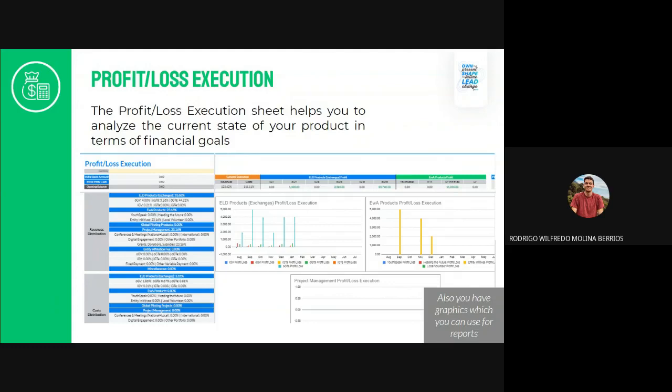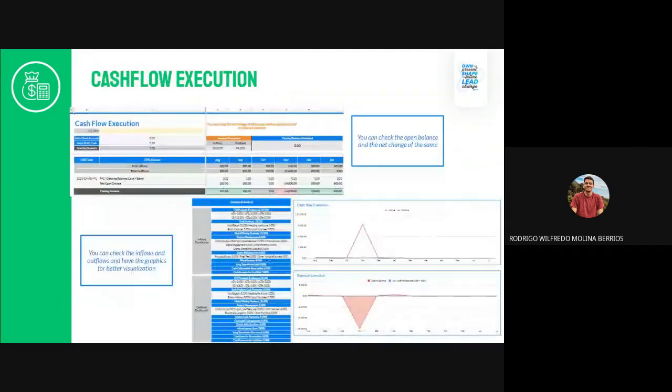You can have also the charts, so you can have the information more visual for the ones that are more visual and not work only with numbers. You can use these charts also to report, so you can have it as a more visual information. Then we have the cash flow execution.